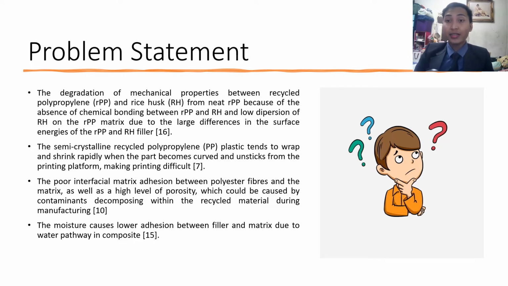Next, we have semi-crystalline recycled PP plastic, which tends to warp and shrink rapidly when the part becomes curved and unsticks from the printing platform, making printing difficult. Furthermore, there is poor interfacial adhesion between the fiber and matrix, as well as a high level of porosity, which could be caused by contaminants decomposing with the recycled material during manufacture. And lastly, the moisture content causes lower adhesion between the filler and the matrix due to the water pathway in the composite.